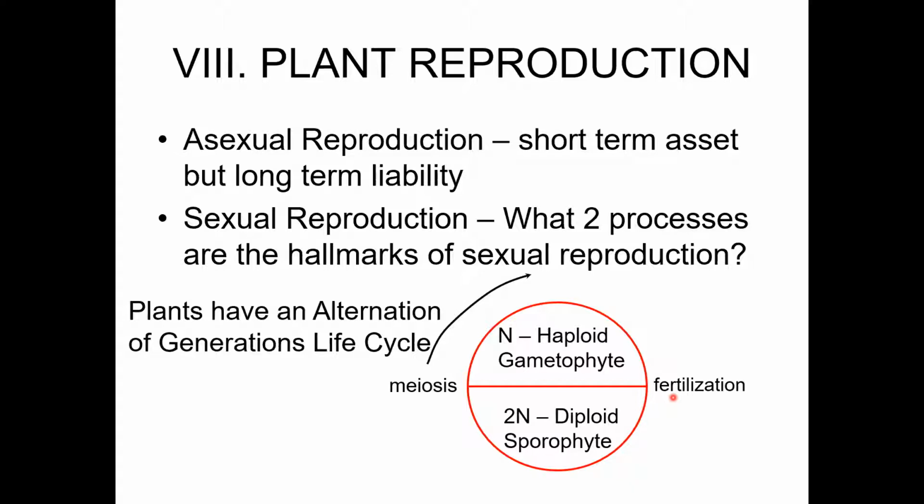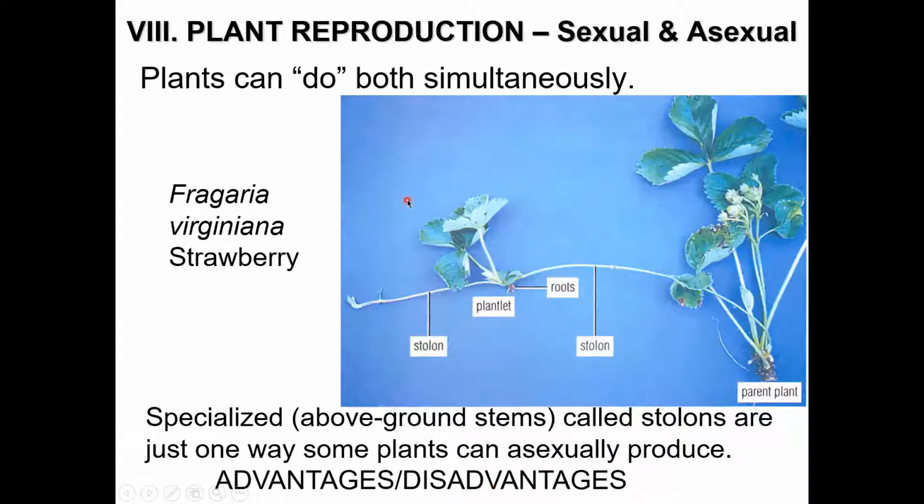Before we get into the heavy-duty sexual reproduction, let's talk about the easier process, asexual reproduction. And I label it a short-term asset and a long-term liability. Now, plants, like strawberry plants, can do both sexual reproduction by flowers, producing the fruit, strawberries, and asexual reproduction at the same time. No animal can do that. Animals can't even regenerate asexually, except for a few exceptions, like starfish and some others.